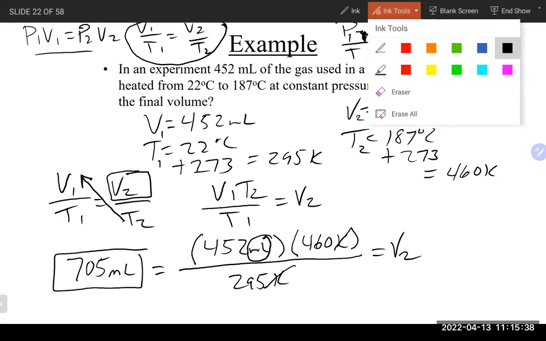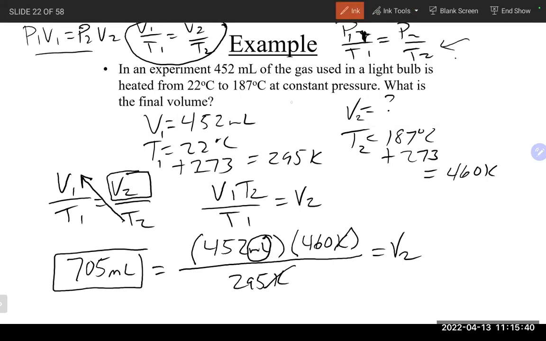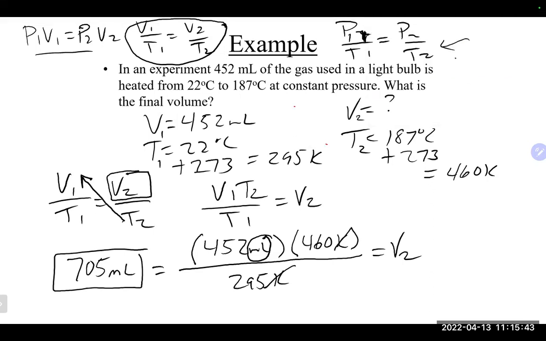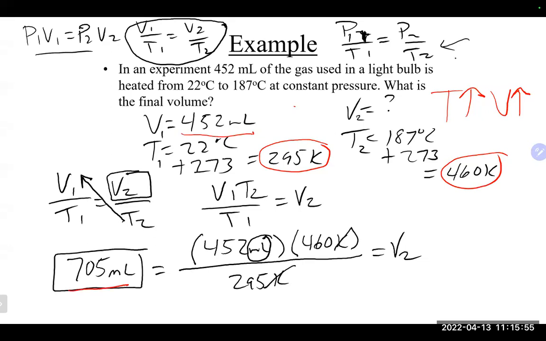Understanding the relationship here, when we see Charles' law and we look at what's happening with our temperature, it is going up, which means we would expect our volume to follow and also go up. We started at 452, it went up to 705. So it makes sense based on the relationship that we should be seeing with Charles' law. And that's also a very good way to check yourself, because it's very common that people invert numbers when they're doing these calculations. Any questions on that?